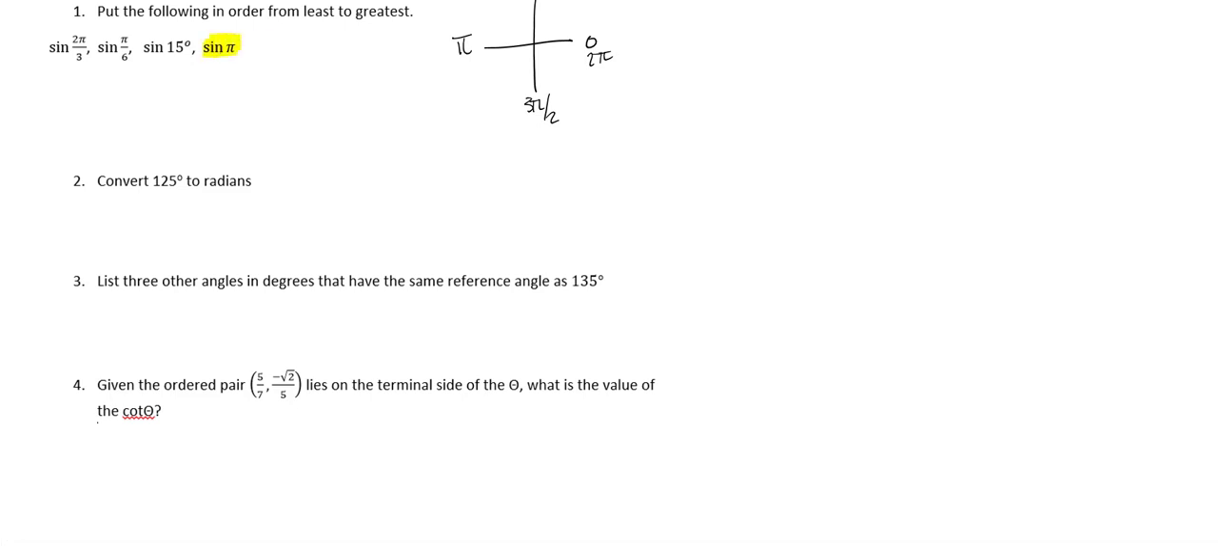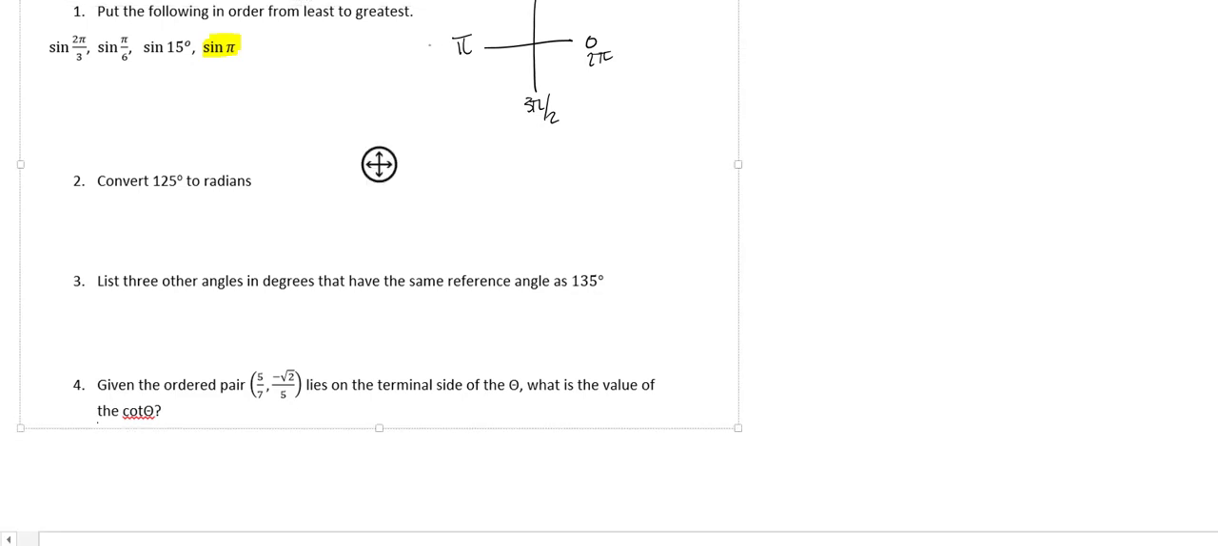I'll color him yellow. Sine of pi, you know, is going to be right there, on 0, and the sine of my pi value is 0. So remember, here's 0, here's positive 1, here's negative 1. So sine of pi lies right here.